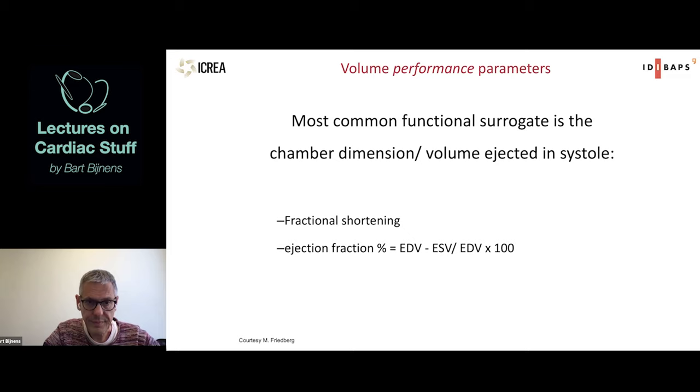Now, you can simplify this with fractional shortening, or fractional area change. Some people say that also. That is saying, okay, how is the dimension, either the linear dimension in one direction changing, or the dimension changing in a 2D plane, so that the percentage change can be used also. It's partially historical, I'll come back to that later on, but it also has potentially different meaning. But ejection fraction is actually the most used.